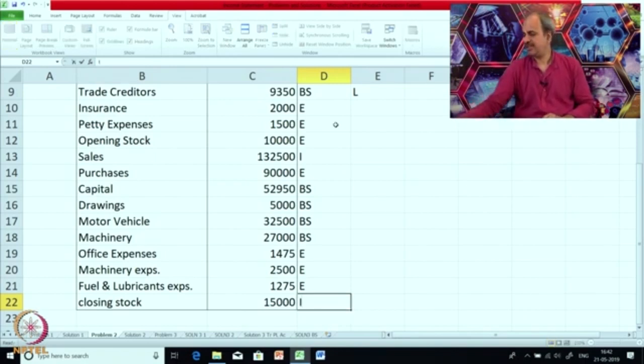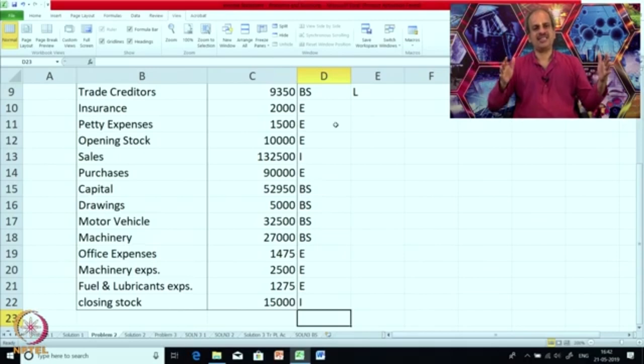This is an income item. This is the remaining stock which we will use in the next period. So for this period it becomes an income item. Got it? Now only pick up the E and I items. Prepare a profit and loss account in the horizontal format. Upper part is known as trading, lower part is known as P&L. So please make your solution. I will halt here. Please pause the video, and then after you are ready, see the remaining part of the video.